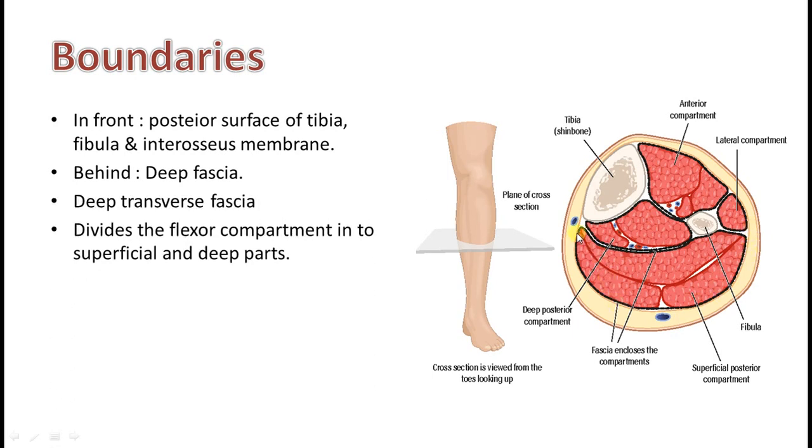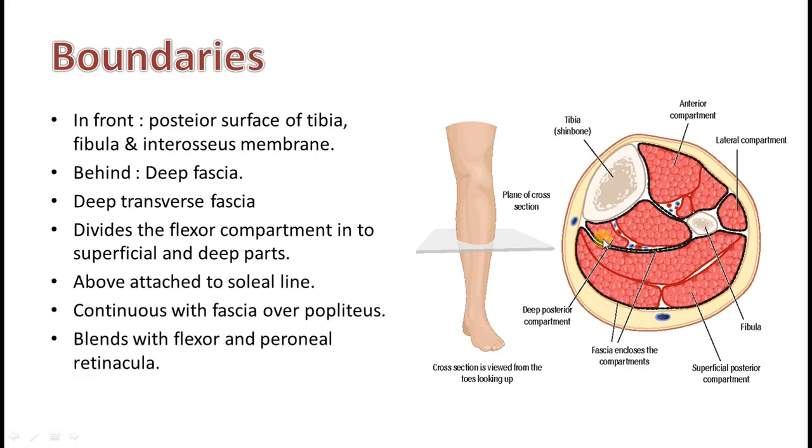Then you have one more deep transverse fascia which you are able to see here. This is the deep transverse fascia, which divides the flexor compartment into the superficial group and the deep group. Okay, so that is the superficial group and the deep group. Above, the deep transverse fascia is attached to the soleal line, and then it merges with the popliteal fascia above that. Below it blends with the flexor and peroneal retinacula.